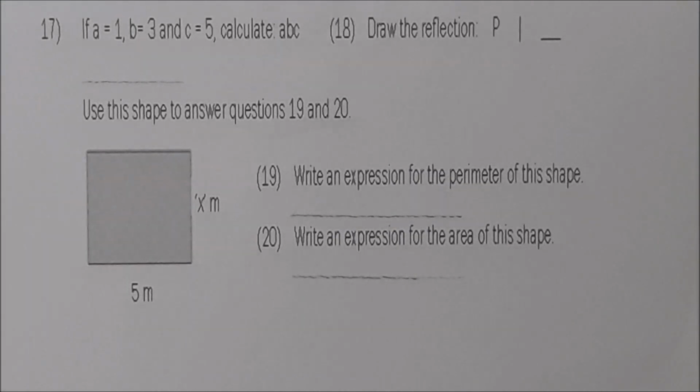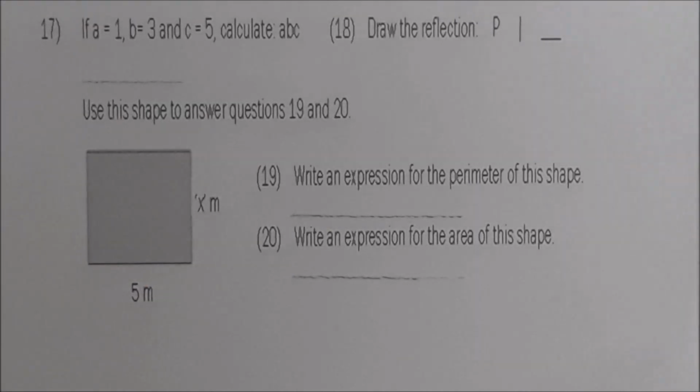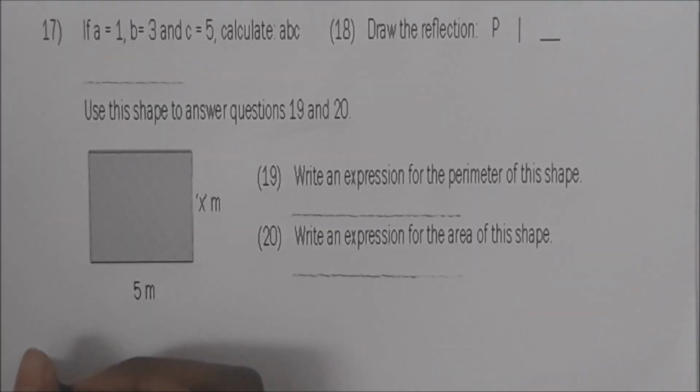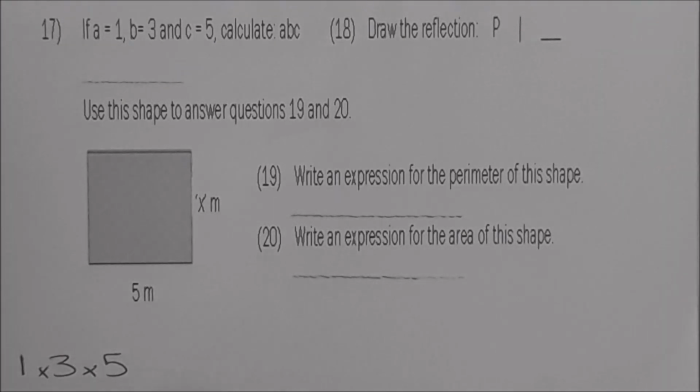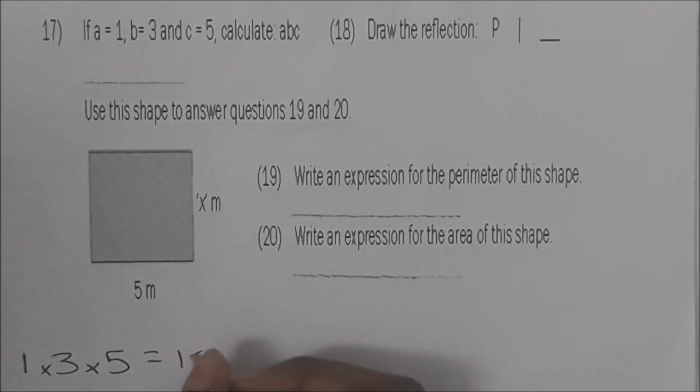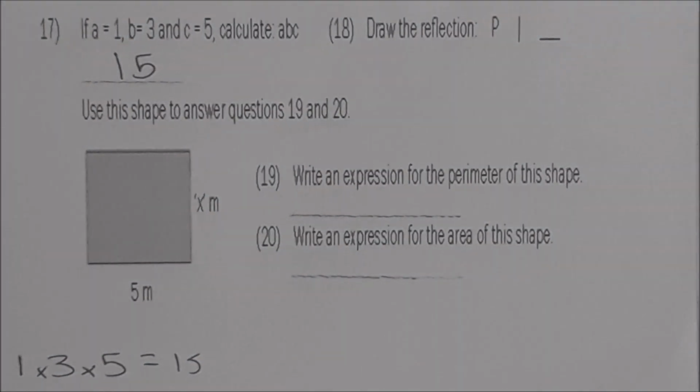Number 17, Rafaela. a equals 1, b equals 3, and c equals 5. Calculate abc. What does abc mean? a times b times c. Okay, so what are you multiplying? 1 times 3 times 5. And what's the answer? 15. Okay, so put the answer up for me. abc means you're multiplying, so you multiply 3 numbers, you get 15.